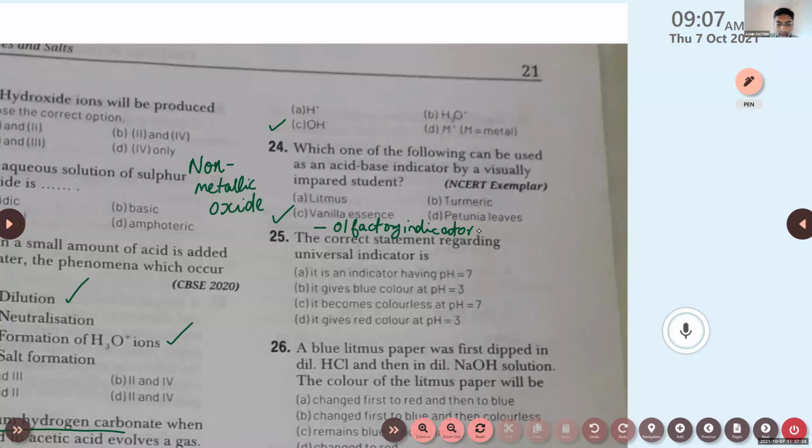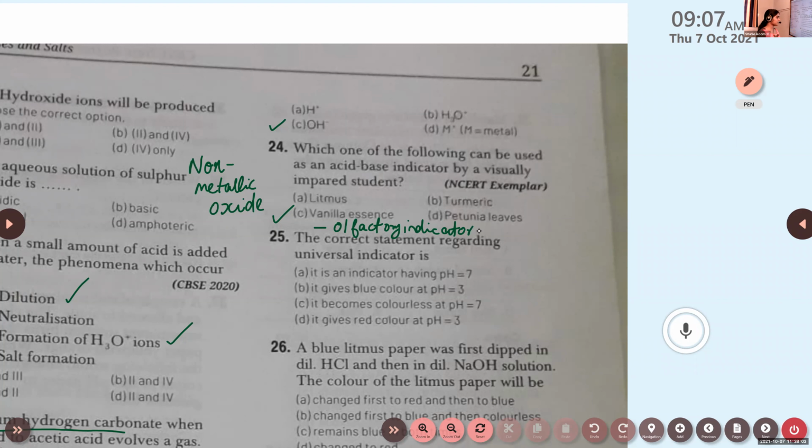Ashik, can you read the question? Yes, ma'am. The correct statement regarding universal indicator is: A, it is an indicator having pH equal to 7. Option B, it gives blue color at pH equal to 3. C, it becomes colorless at pH equal to 7. D, it gives red color at pH equal to 3. Okay. Take your textbook, page number 26. Here, one universal indicator figure is given. That means pH of some common substances shown on a pH paper. Then you look at the values and look at the color. And which one is the correct statement about the universal indicator?